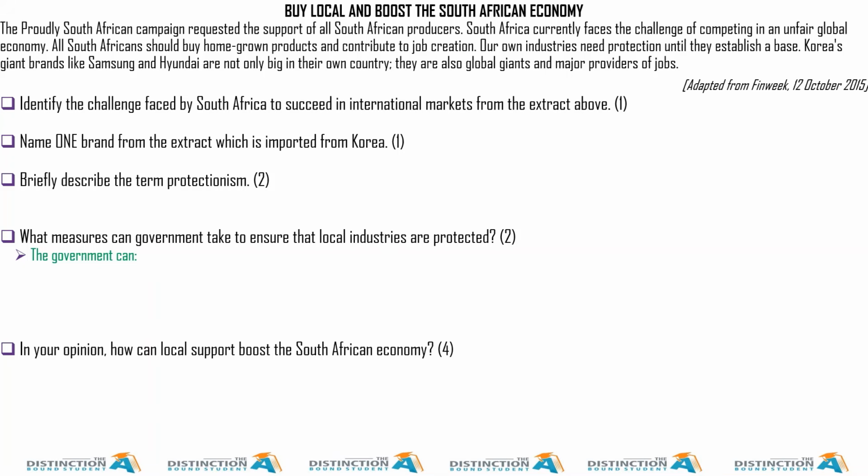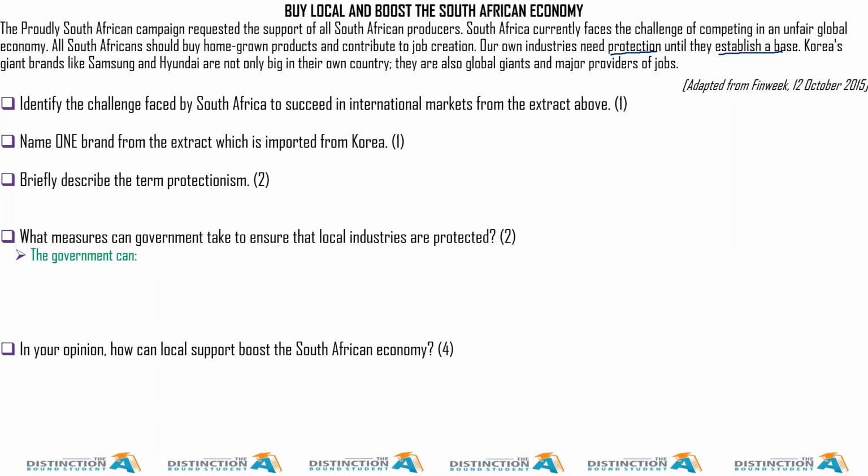Okay, you see this one here. Protectionism. Need protection until they establish a base. So it means they are still infant. Korea's giant brands like Samsung and Hyundai are not only big in their own country, they are also global giants and major providers of jobs. This was adapted from Finweek, 12th October 2015.